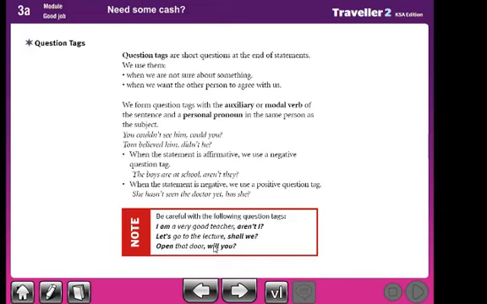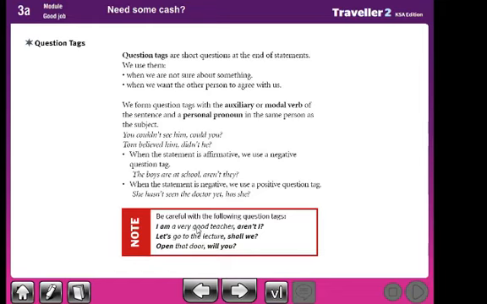Now, let's move on. Exceptions. Exceptions here means they don't follow the rules. Be careful with the following question tags here. The first exception is I am. Every time you start with I am a very good teacher, or I am an excellent student.